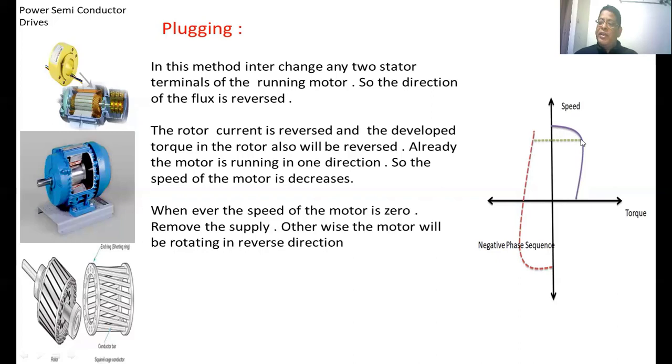Initially, the motor is operating at this point for the given phase sequence RYB. If we change the phase sequence, that is, we maintain YRB, any two terminals we change.